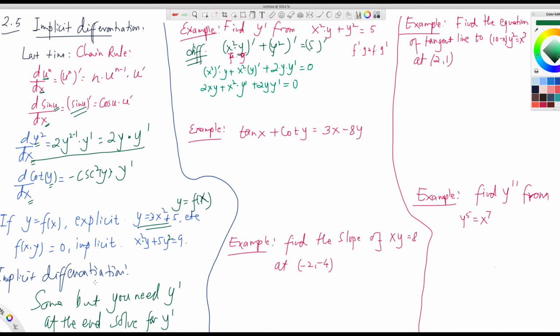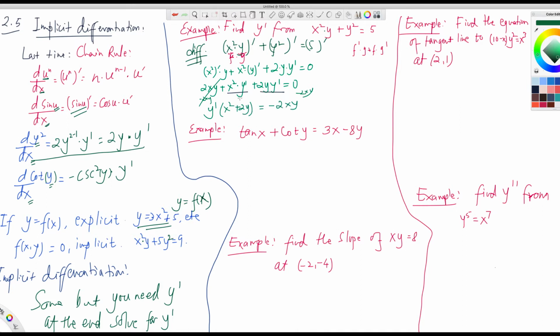Now you find the derivative and at the end you need to solve for y prime. How many y primes are there? There is one y prime here and another y prime there. So we take the y prime out and move all the terms without y prime to the other side. I'm subtracting 2xy, and then taking y prime out from the left side. So what is left is (x squared plus 2y) y prime equals negative 2xy.